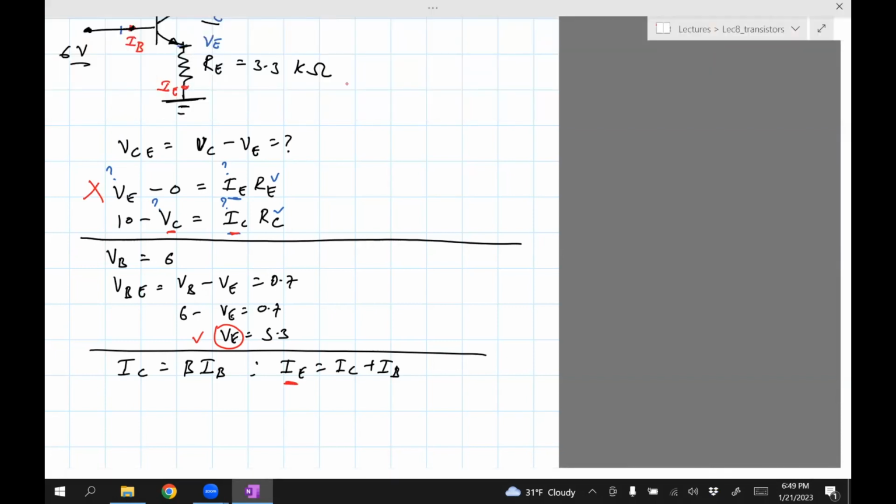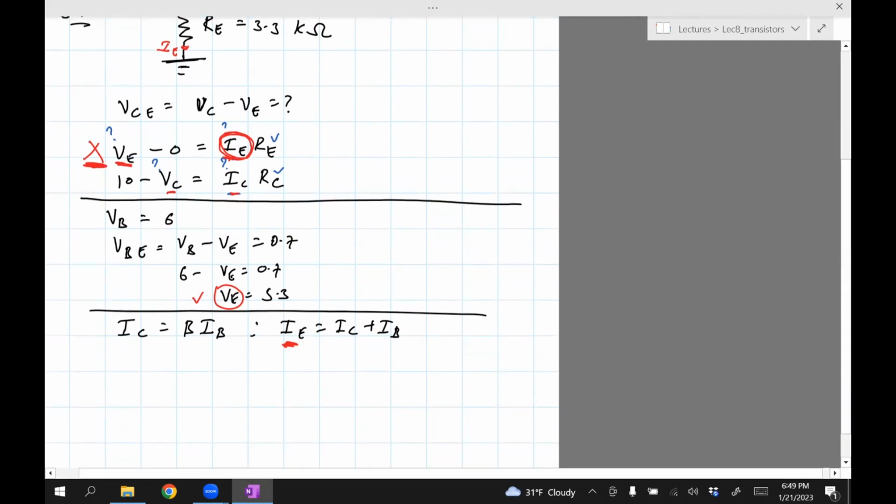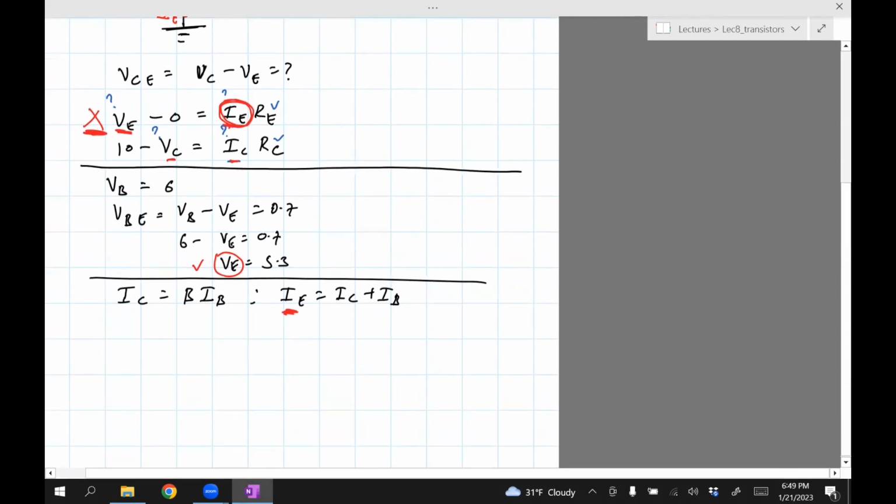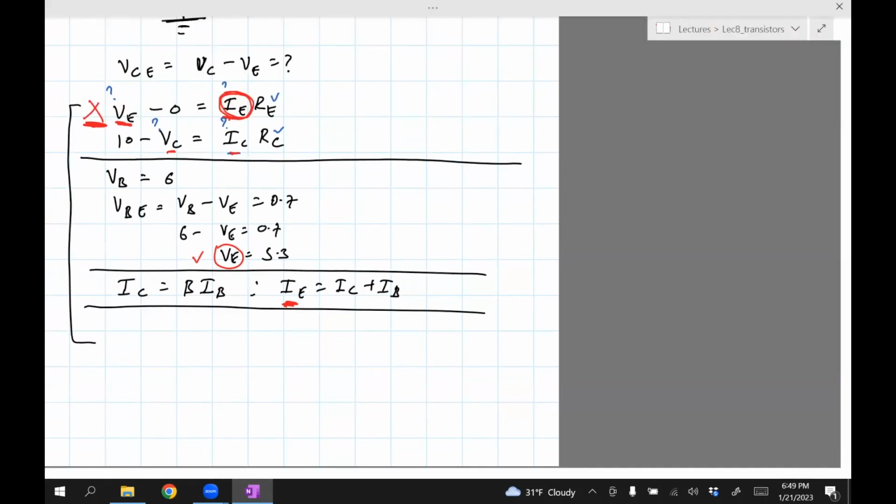If I knew IE, then it would be very easy to solve for IC. But it seems like I do have IE here, and perhaps I can solve for IE. So though I said I don't need this equation, maybe I can use this equation because I know VE to solve for IE, which will come here, and then I can solve for IB and IC. So let's just do that. So let's use this equation and solve for IE.